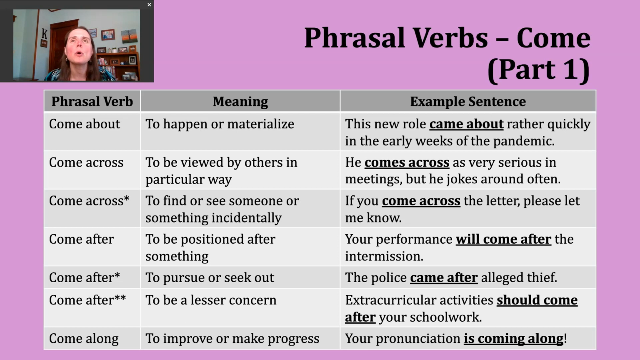Here's a simple present tense sentence. We're describing kind of a habit or routine. We're saying when people meet him, they think, oh, this is someone who's quite serious, maybe quite proper, but really he does have a sense of humor. That's the second part there. A second way to use come across can mean to find or see someone or something incidentally.